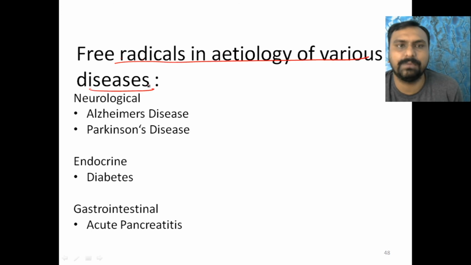Okay, now lastly, what are the diseases that are related to the free radical? One is Alzheimer disease, Parkinsonism.